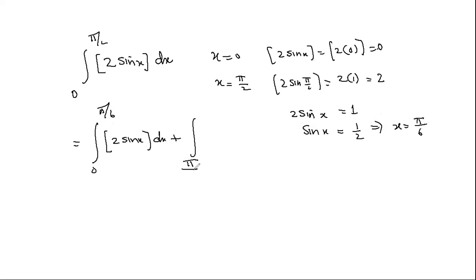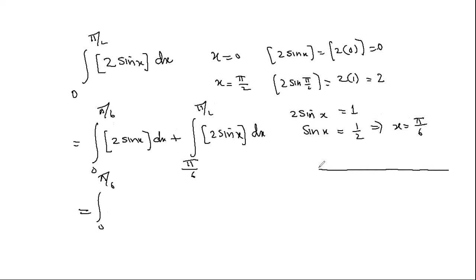and pi by 6 to pi by 2, integer of 2 sin x. So your answer became 0 to pi by 6 and pi by 6 to pi by 2. Remember, the number line started with 0, where the integer was 0, and ended at pi by 2, where the integer was 2. In between, from 0 to pi by 6, it was 0. So the limit is from 0 to pi by 6, integer of 2 sin x dx, whose value is 0.